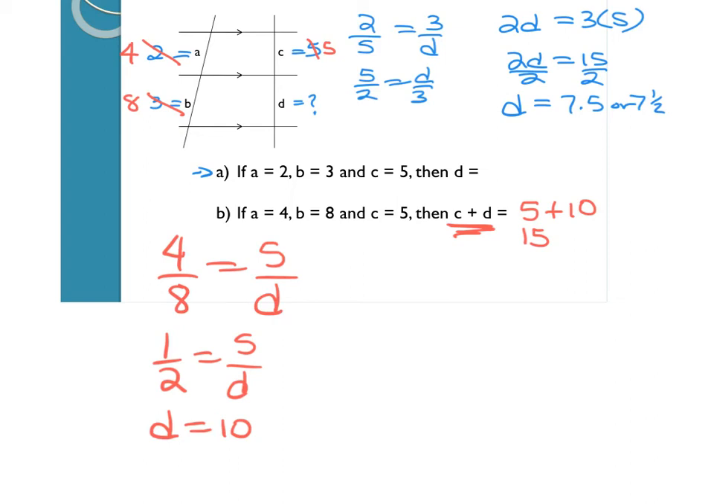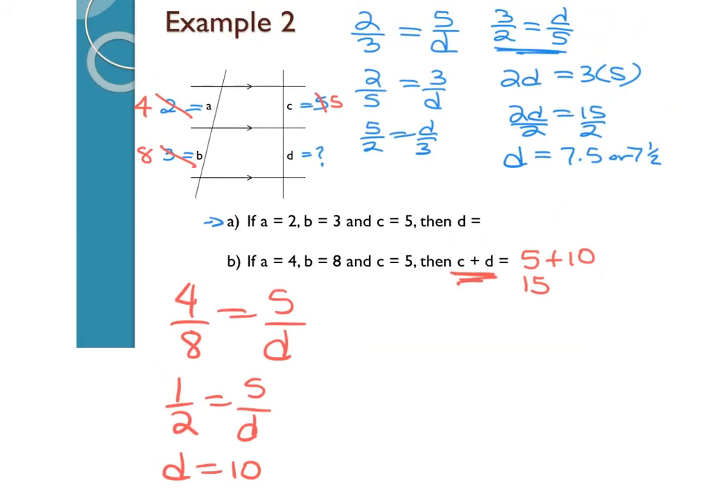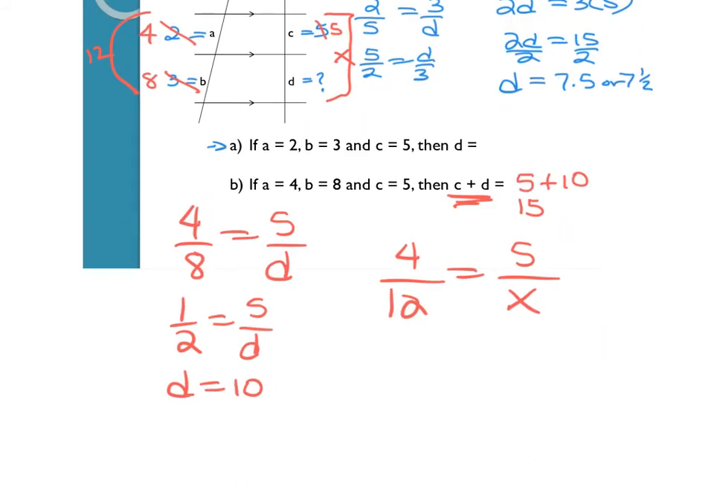Now, another way you could do it is you could say, I'm going to introduce a new variable and say this C plus D is going to be equal to X. So another way we could do it is take 4 over the whole total, which is 12, and then 5 over the whole total, which I'm calling X.